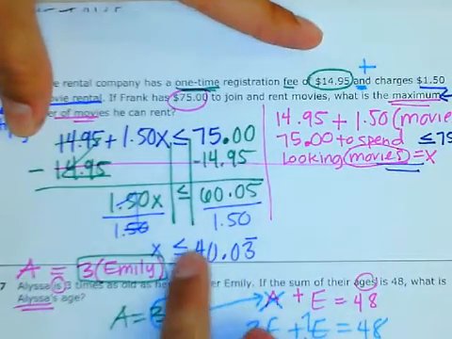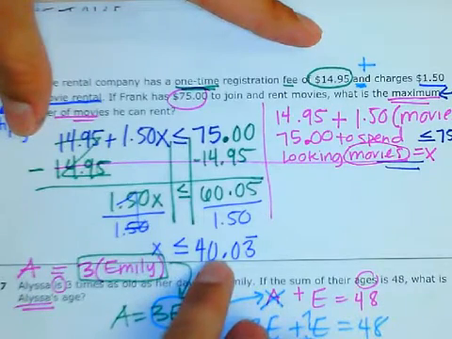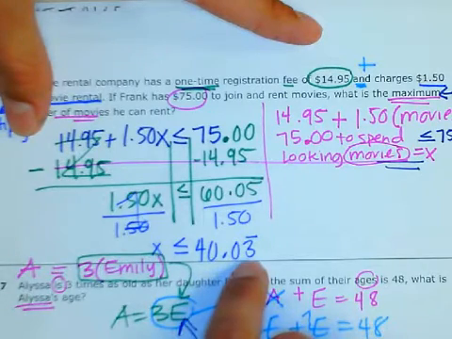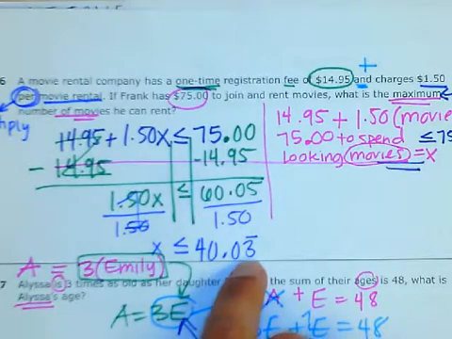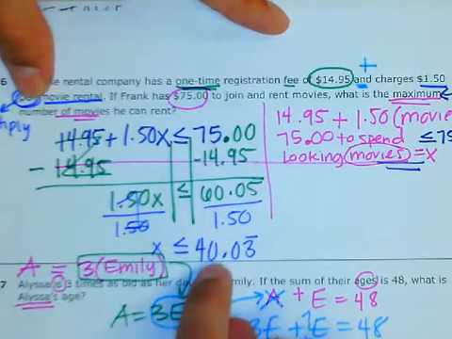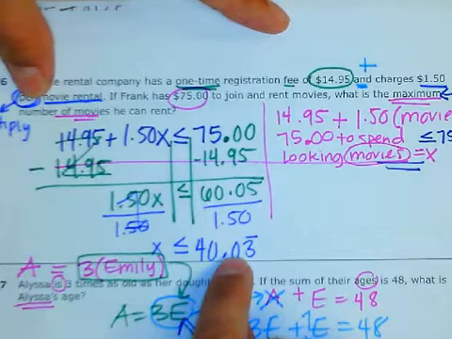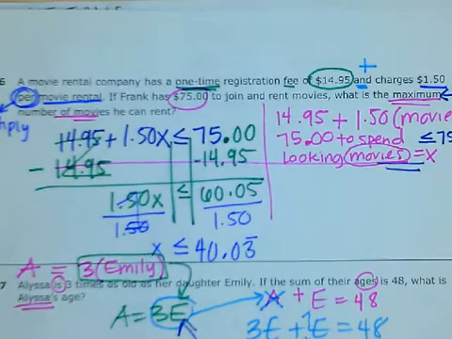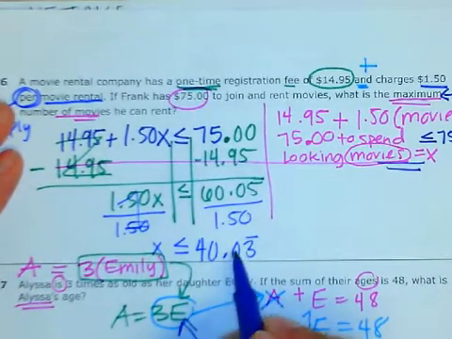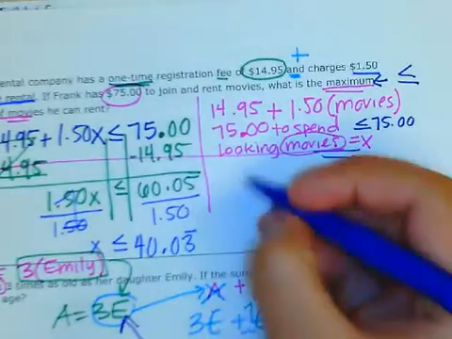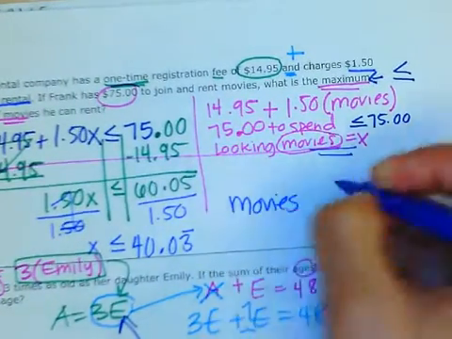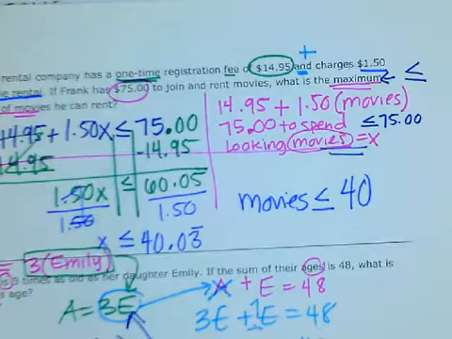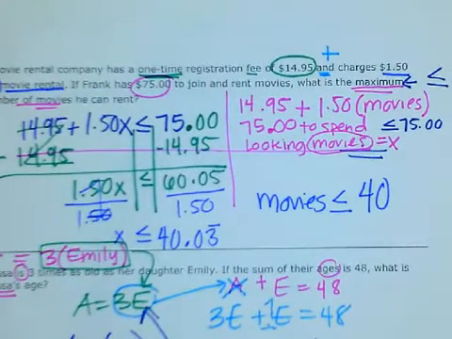Now, remember, this is a real life situation. We're asking for movies. We cannot say that they can rent less than or equal to 40.03 repeating movies. You cannot have 0.03 repeating part of a movie. It has to be whole number movies. If we round to 41, this cannot happen because then he would go over his $75. So that means that we have to round down. And if you round, regular numbers, this is a 0, so it stays at 40. So the number of movies has to be less than or equal to 40 movies so that he does not go over his $75 spending limit. And that was the answer to that problem.